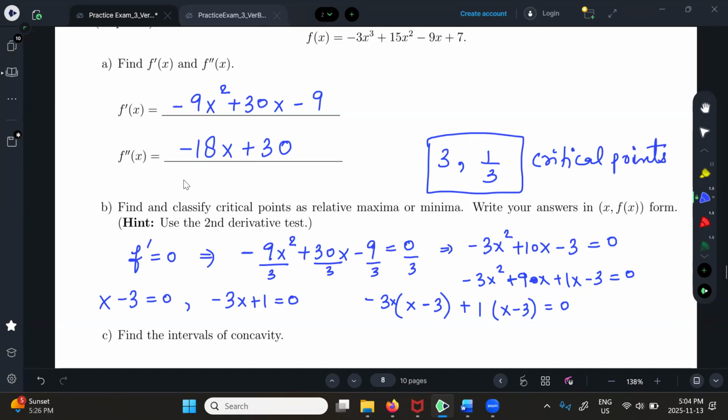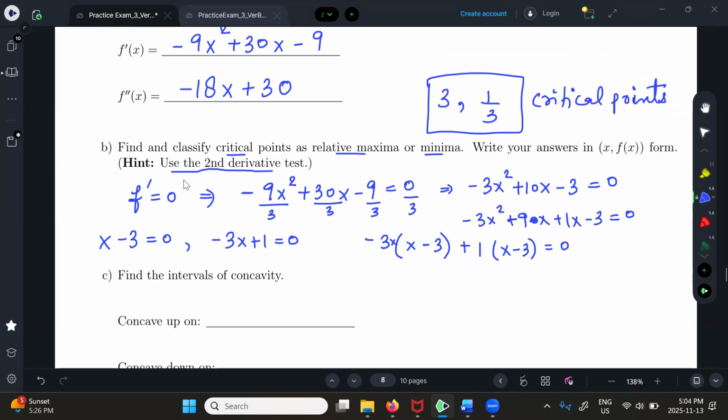But how do I classify critical points as relative maxima or minima? Now you must be thinking, oh, I have to draw the number line, do all that stuff, right? You're not supposed to do that. Hint, use the second derivative test. It's way easier than that. How do I do the second derivative test? You know what you're supposed to do? Plug your critical points in the second derivative, see what you get.